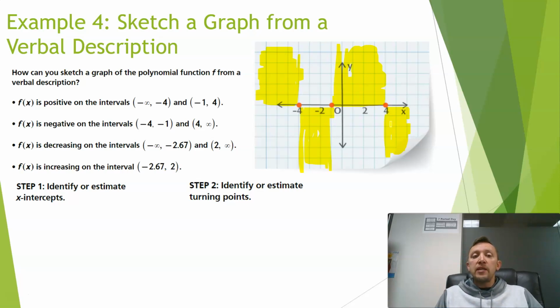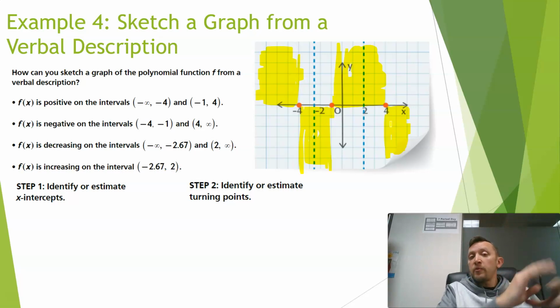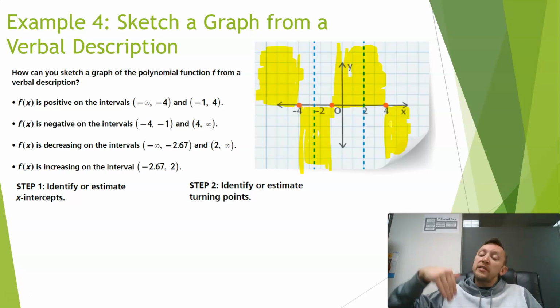It says that it decreases on the interval from negative infinity to negative 2.67. So that means it's going to be decreasing. We can actually see from our graph that it's going to start over there in the top left corner and come down. It's going to go through negative 4, but it's going to change direction as soon as we hit negative 2.67.